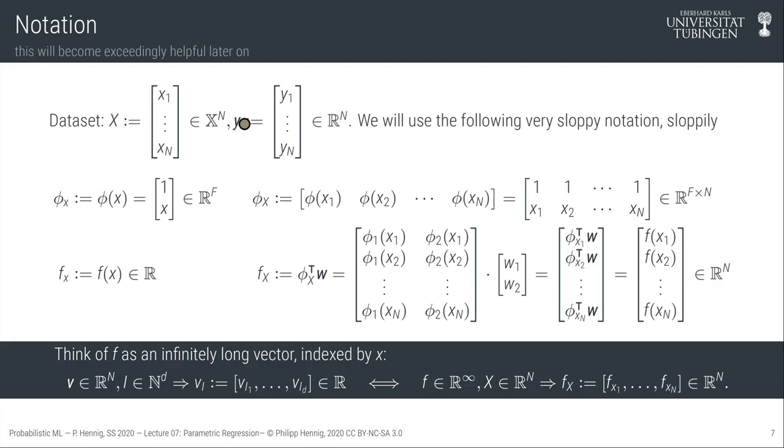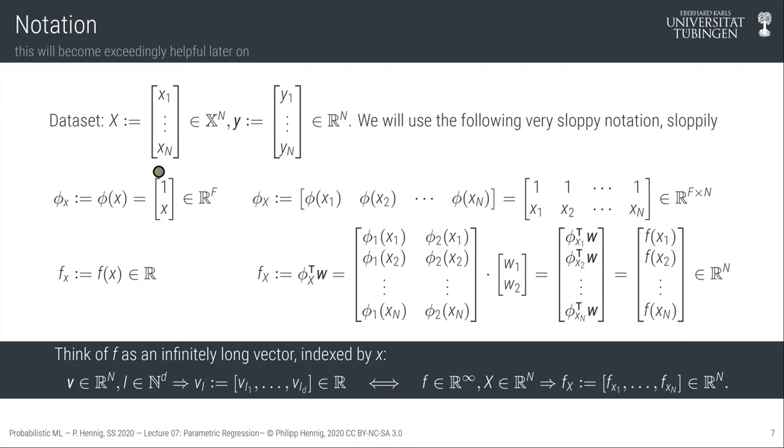So if you have a whole data set, then this data set consists of a collection of n different x's and n different y's. And now I'm going to use the following notation. I will introduce this function, which I just already did, phi, which is the feature function. This is a function that maps from the input domain, from X, to a real vector of length F, where F is the number of the features. In this first example, the number of features is 2.